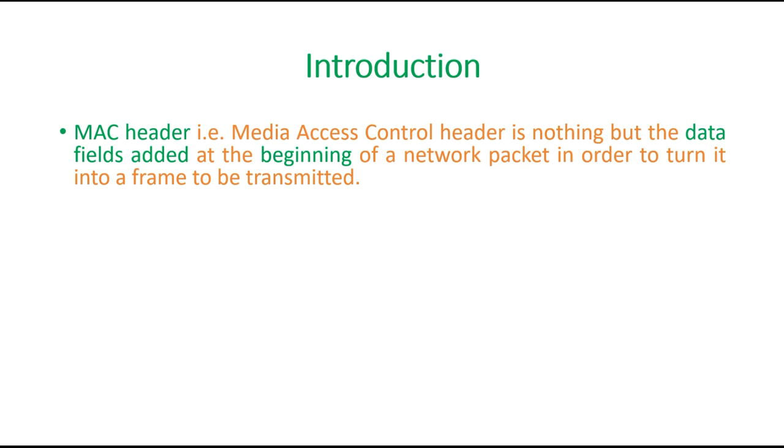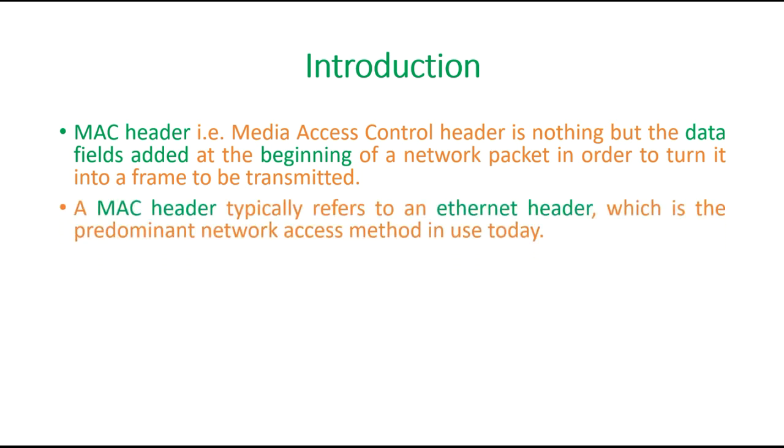So as you know, the MAC header is nothing but the media access control header. These are the fields added at the beginning of a network packet, and the basic purpose is to turn it into a frame to be transmitted. This typically refers to an Ethernet header, which is a predominant network access method used today.